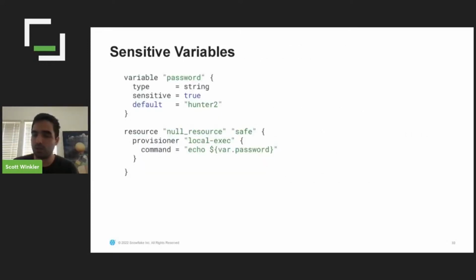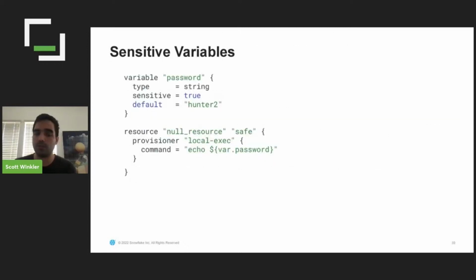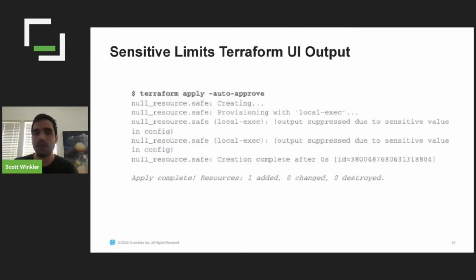null resource with the local exec provisioner to print it out, if this wasn't sensitive, then it would appear. But in this case, because it's sensitive, it says output suppressed. And this actually stops a lot of potential leakages of sensitive variables. I really think that you should use this whenever possible or whenever it makes sense to do so. And they have some functions as well for setting variables as sensitive or non-sensitive if they weren't already.